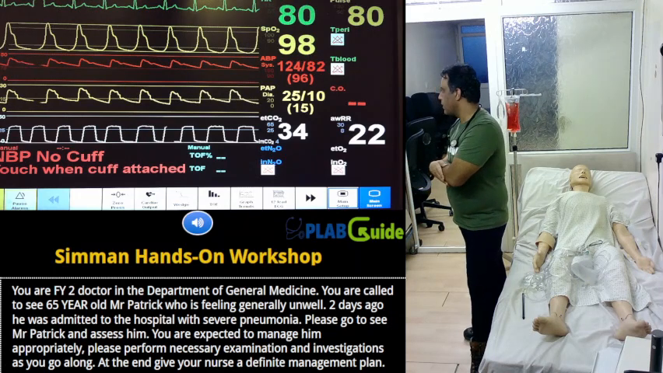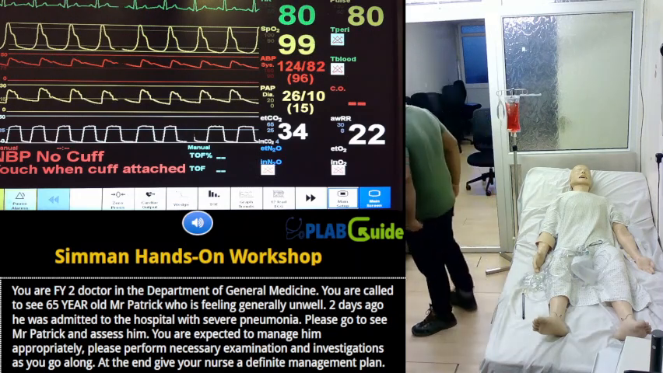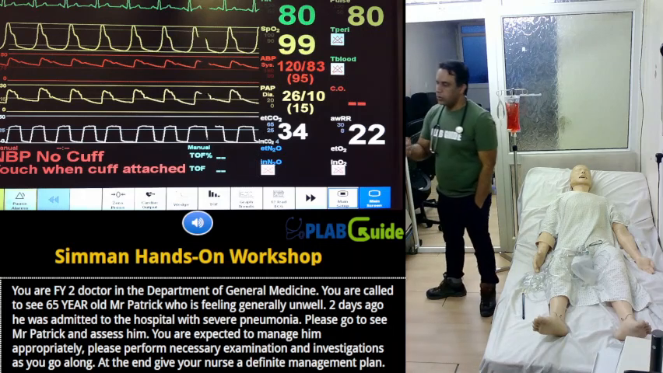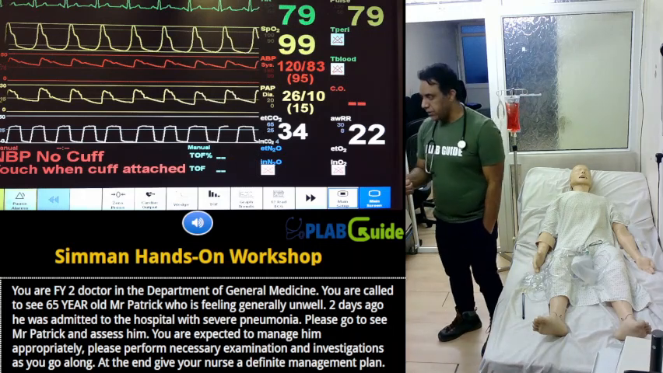And we have to mention the dose of the adrenaline as well. Yes, we have to mention the dose. So you need to know the doses of the medications on your fingertips.